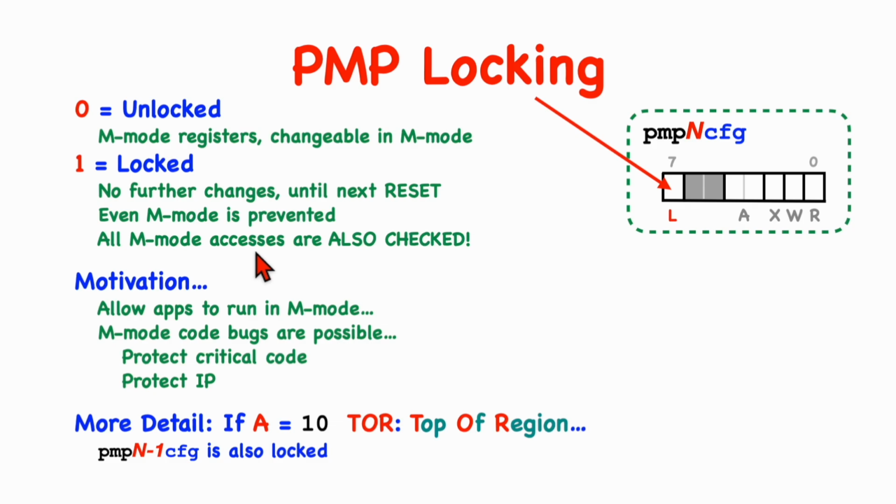Furthermore, once a region has been locked, any and all accesses in machine mode to bytes within that region will be checked, just as they are for supervisor and user mode accesses.